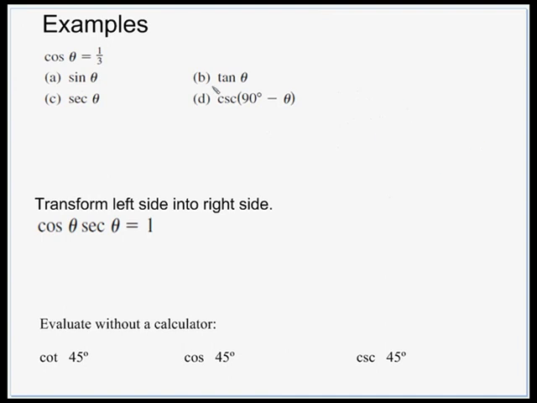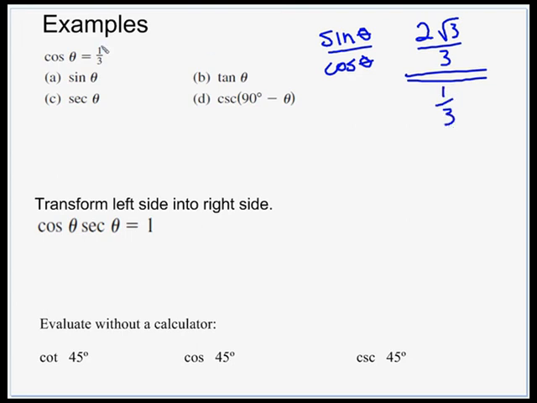For part B, tan of theta, well, tan is also the same as sine of theta over cosine of theta. So sine of theta we just found was 2 root 2 over 3, divided by the cosine of theta, which is 1/3, which was given to us right here. And a fraction divided by a fraction, we invert and multiply. So I'm going to bring this 1/3 up and flip it, make it 3 over 1, and multiply. These 3's will cancel, and it'll be 2 square roots of 2. So tan of theta is 2 square roots of 2.